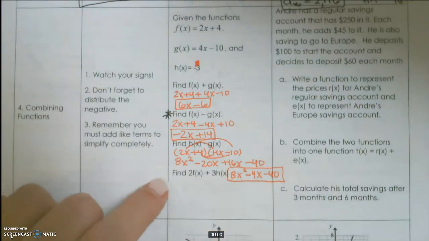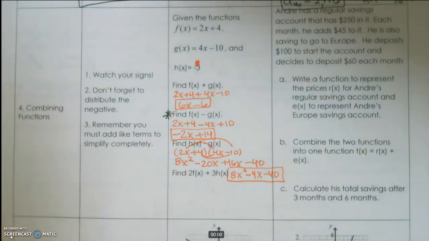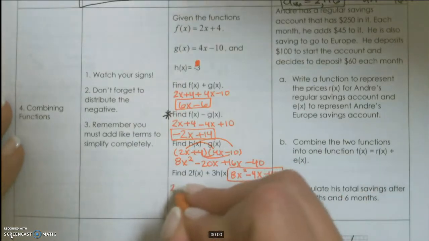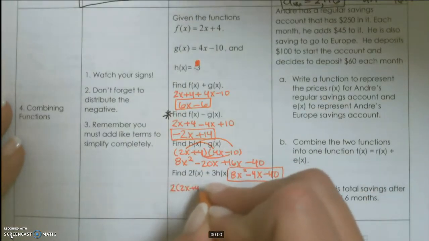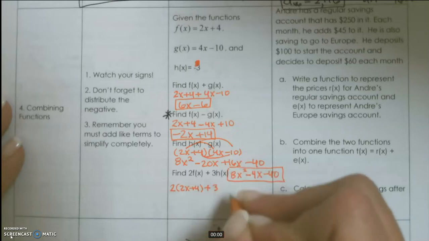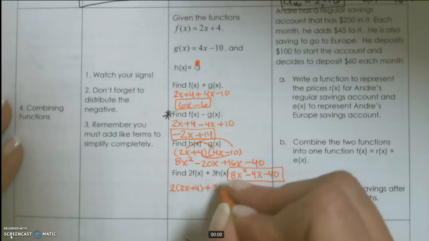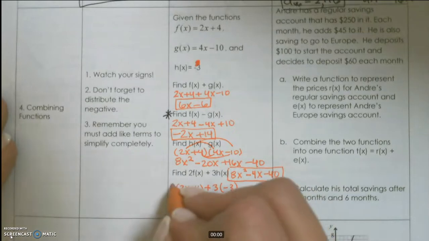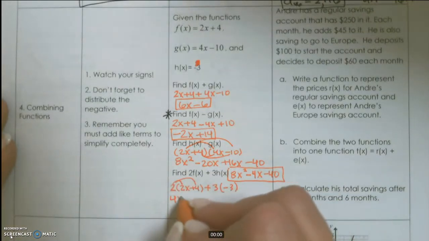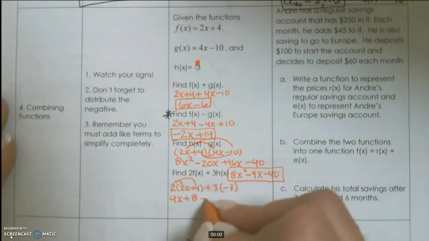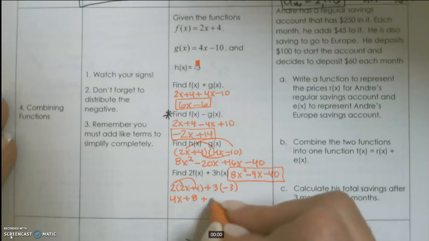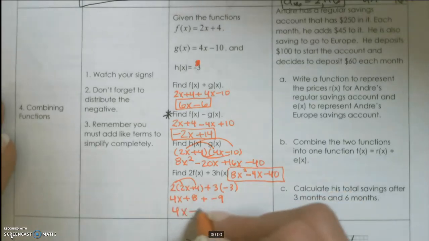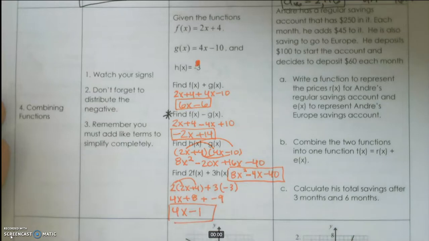Okay, last but not least, they have both multiplication and division. So we're going to multiply f of x by 2 and add that to multiplying h of x by 3, which h of x is just negative 3. So we plug those in. Let's get to work. Distribute, giving you 4x plus 8. 3 times negative 3, that is negative 9. So 4x minus 1 would be your final answer.